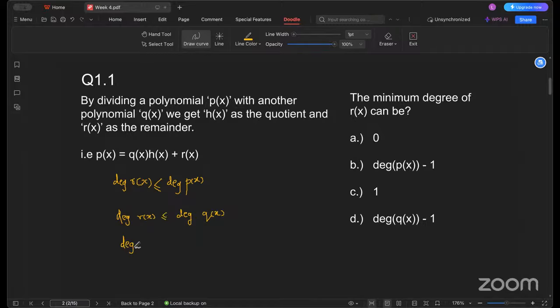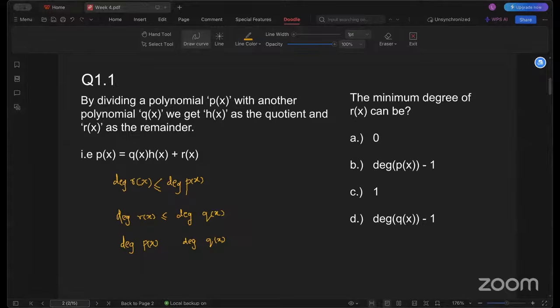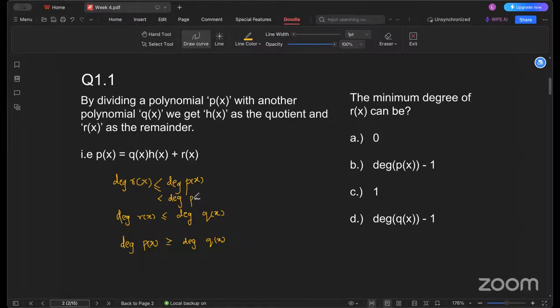Another question. What is the relation between degree of p of x and degree of q of x? P of x is greater than q of x. Greater than or equal to. Is p of x greater or q of x greater? P of x is greater. Okay, so you are saying the degree of p of x is greater than, right? These are some basic relations which you should know. So now, because of this, can we say that it is same as saying it is strictly less than degree of p of x minus 1?